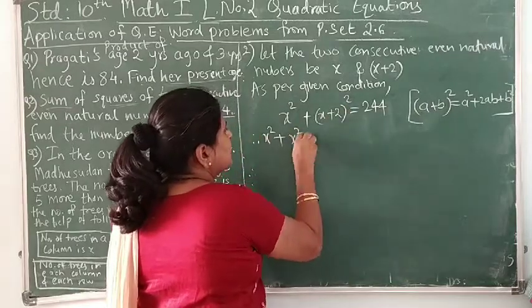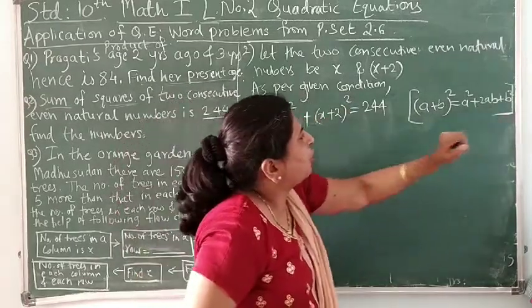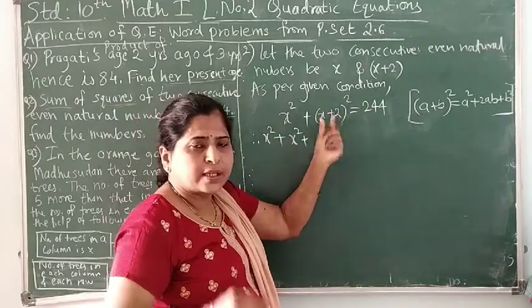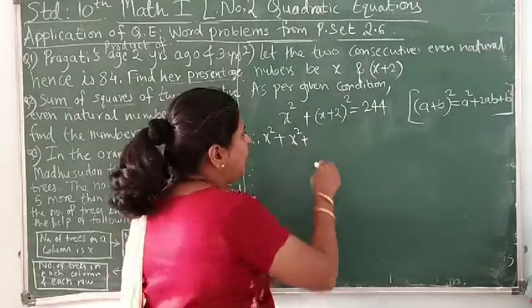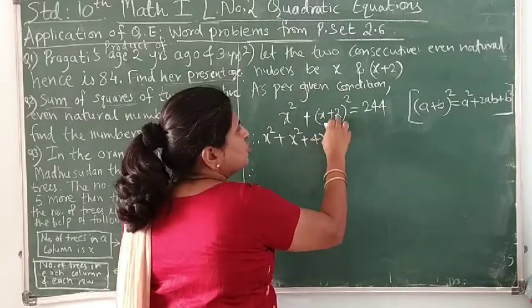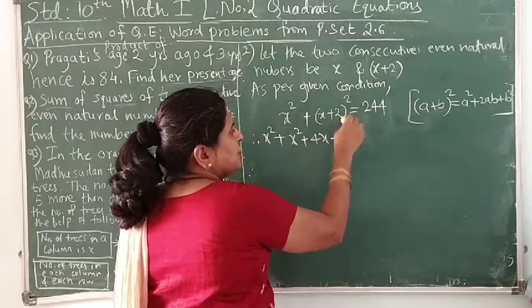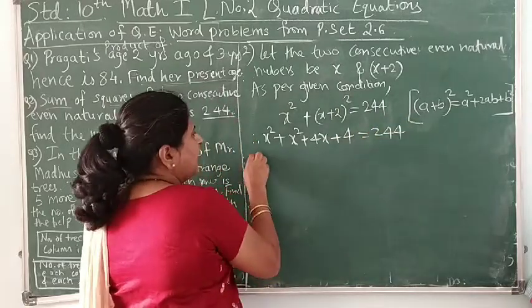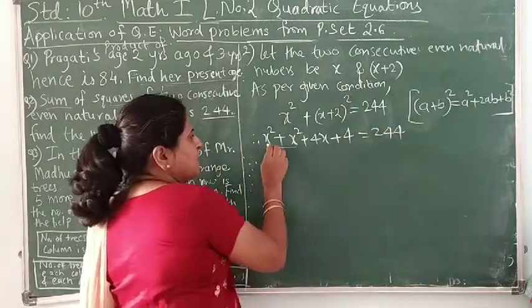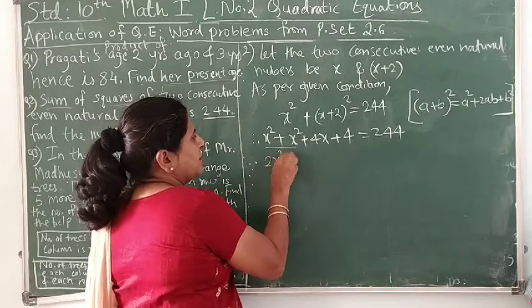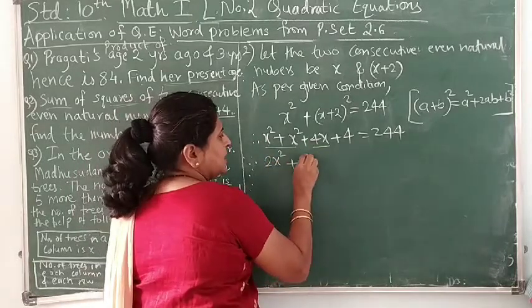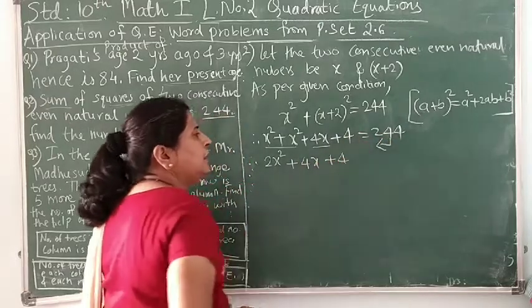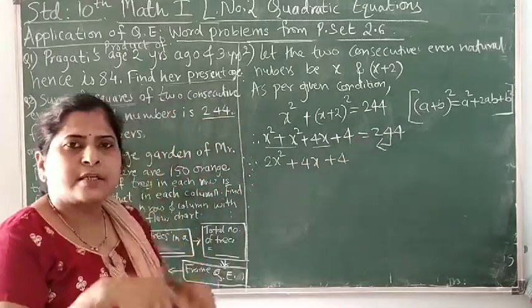So a square, the first term squared, is x square. Okay. Plus it is 2 times the product of a and b. What is the product of a and b? That is x into 2, it is 2x. It's double. 2 2s are 4x. Plus 2 square. b square means 2 square, that is 4. Okay. Is equal to 244. Now collect the like terms. So x square plus x square gives 2x square, plus 4x as it is, plus 4, and let's take this 244 to the left side to get 0 on the right side.